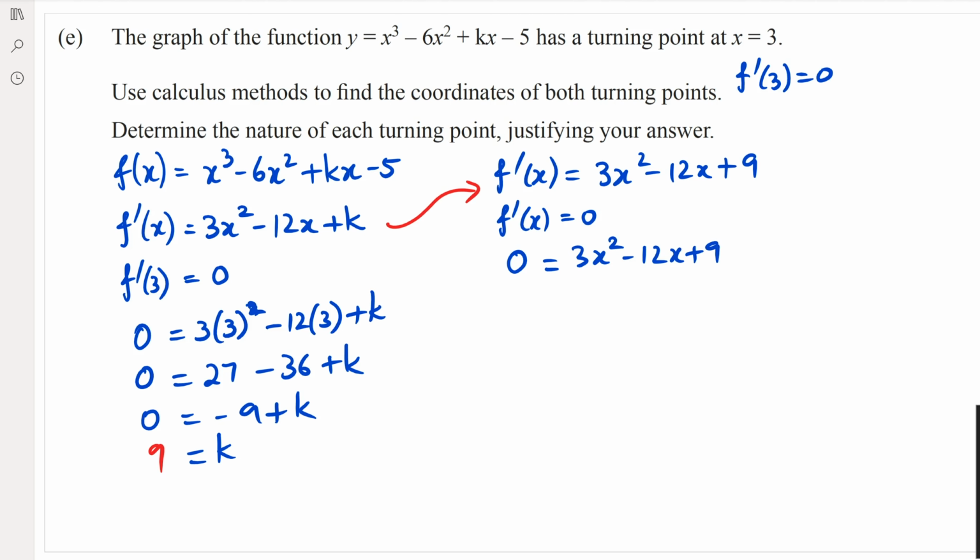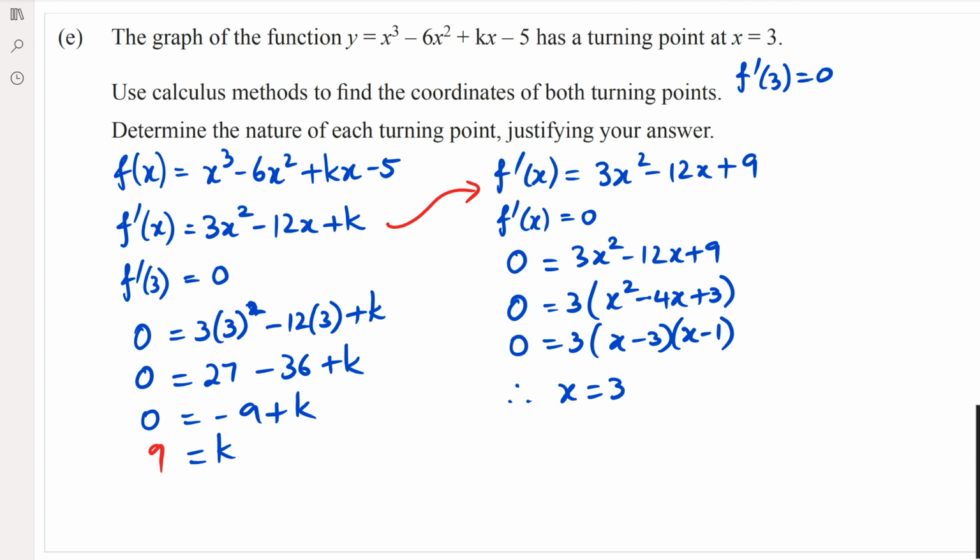Now at this point, you can go directly to the graphics calculator and get your 2 points. You know, put it in the quadratic equation formula and get the 2 values. Or you can just be like me and do the old-fashioned way, which is x squared minus 4x plus 3. Factorize it. You're going to get x minus 3 and x minus 1. Therefore, x is equal to 3 or positive 1.